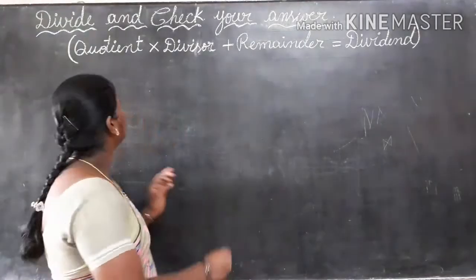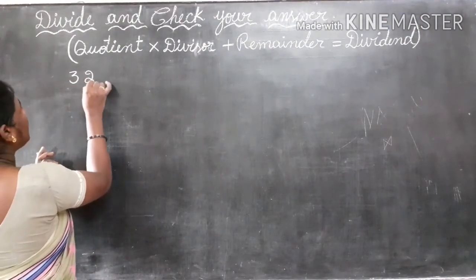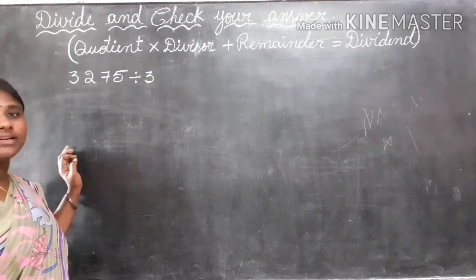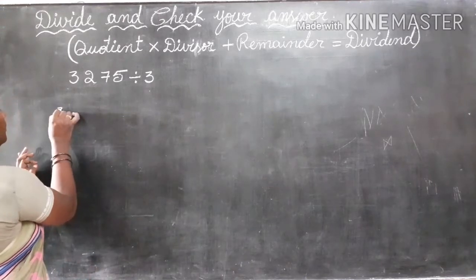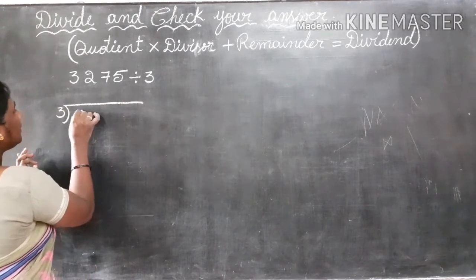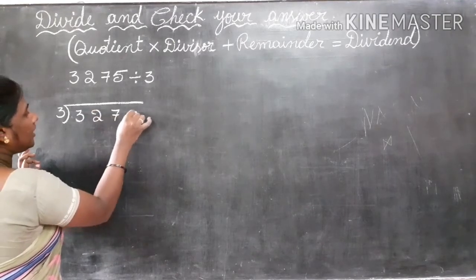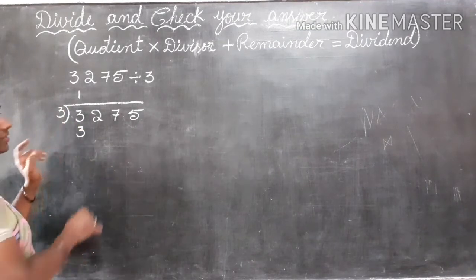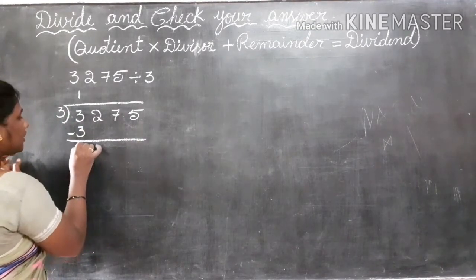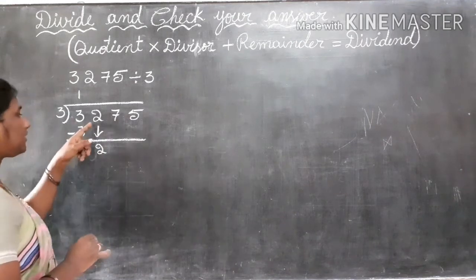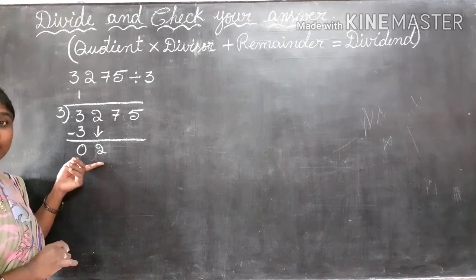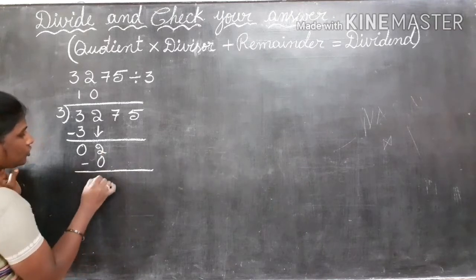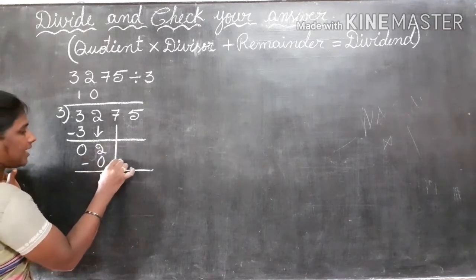Next one is 3275 divided by 3. So we have to do the division with 3. 3275. 3 ones are 3. Here 3 is there, so 3 ones are 3. 3 minus 3, 0. Next here 2. So 3 table 2, 3 0 0. 2 minus 0, 2.